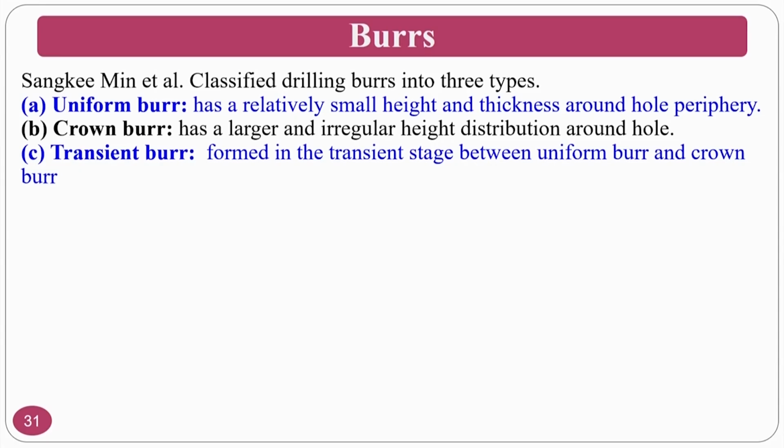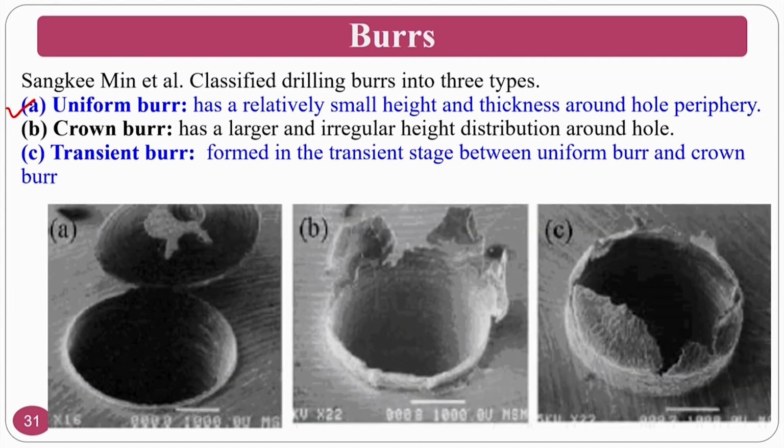Classified the drilling burrs into three varieties. One is the uniform burr, the second one is the cone burr, and the third one is the transient burr. If you see the uniform burr, it has a relatively small height and thickness around the whole periphery. You can see here. And the second one is the cone burr. It has a larger and irregular height distribution around the hole. You can see here, and it has irregular surfaces.